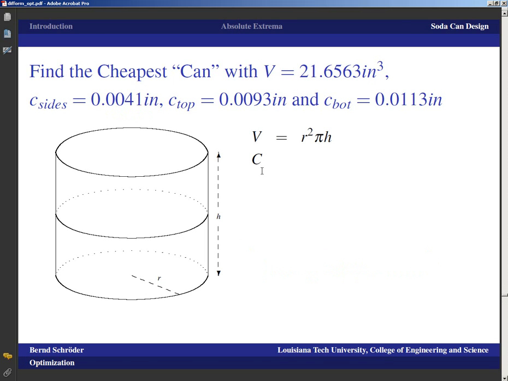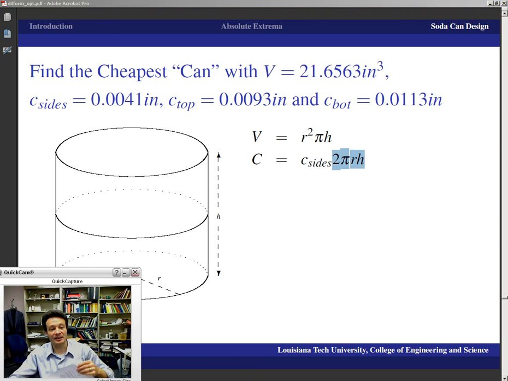The cost now, not the surface area, is what you get when you multiply the costs with the areas. So remember, the area of the sides was 2 pi r times h, because the sides are essentially a rolled up rectangle with height h and length 2 pi r. Actually, this is something that I often just demonstrate in class with a piece of paper. You've seen me shadow box quite a few times, so let's do this one more time.